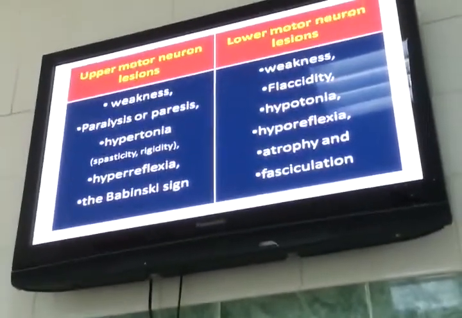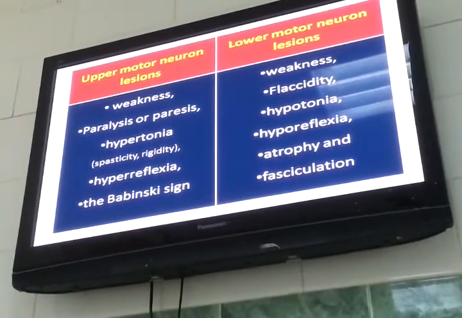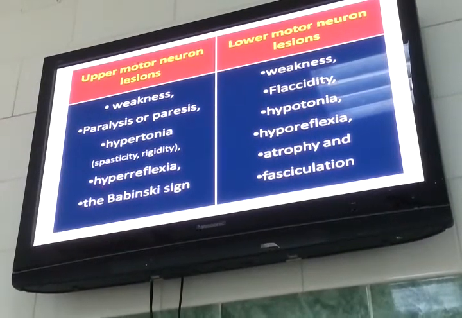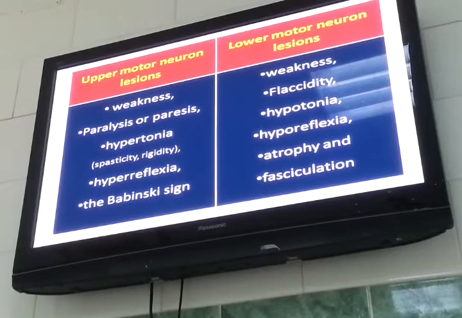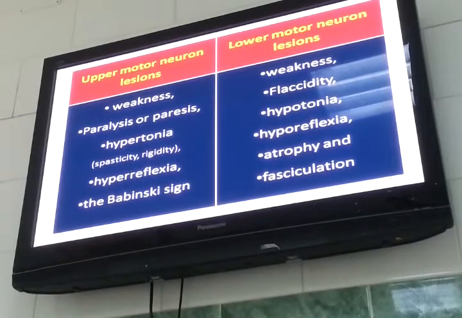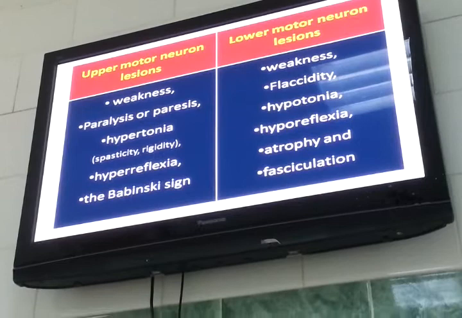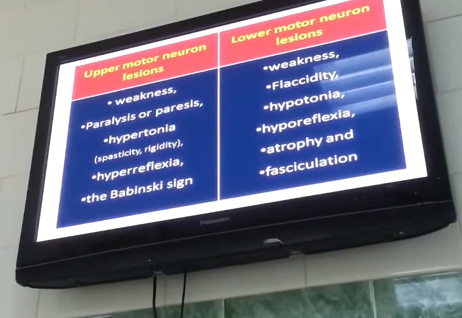The second type of paralysis is called hypertonia. Here hypo, there hyper, and there are 2 types of hypertonia: spasticity and rigidity. I will explain. And there is another finding you will see during the clinical examination.